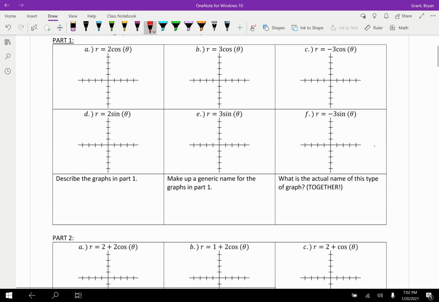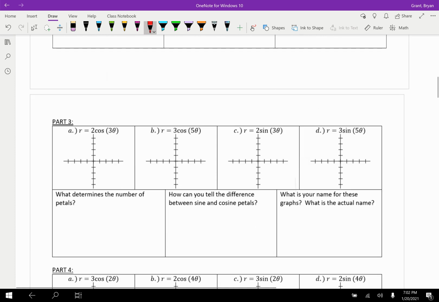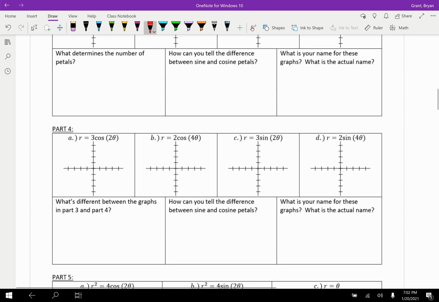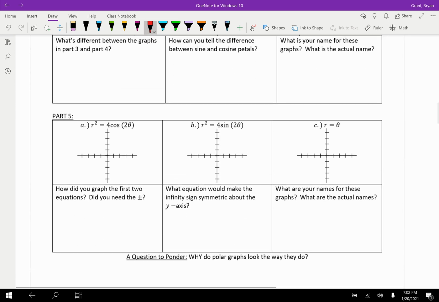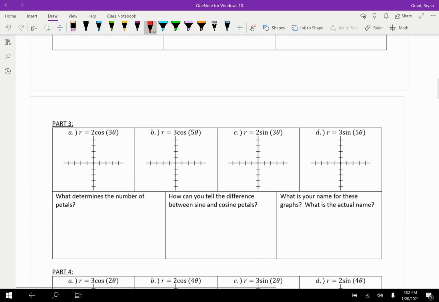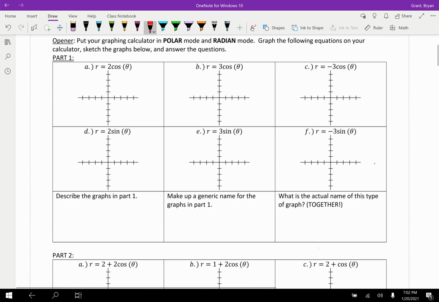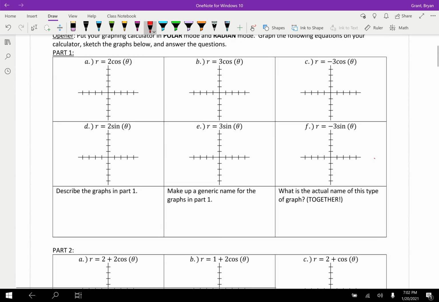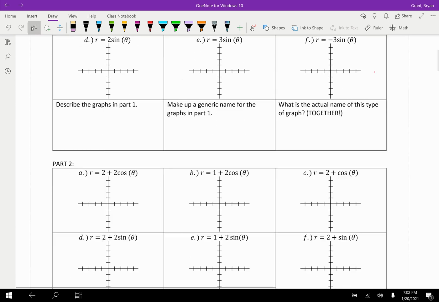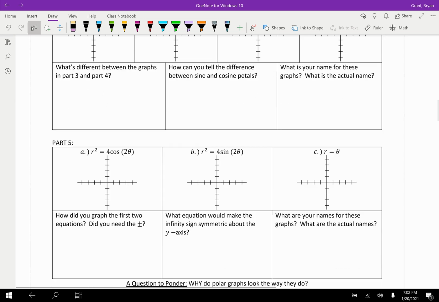So we have 4 different types of graphs. 1, 2, part 3 and 4 kind of go together, and then this last part is really just a bonus. But up through part 4 are types of graphs that you can potentially see on the AP exam, though usually they let you have a calculator on those. And then part 5 are just fun bonus ones.